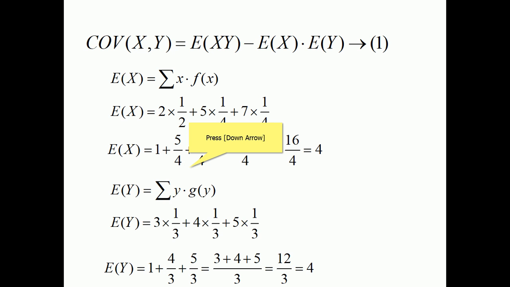First, I calculated the E of x. Expectation of x is summation of x into f of x: 2 into 1 by 2 plus 5 into 1 by 4 plus 7 into 1 by 4. That comes out as 4. E of x is equal to 4.